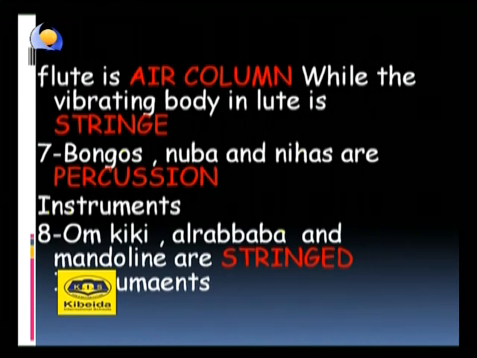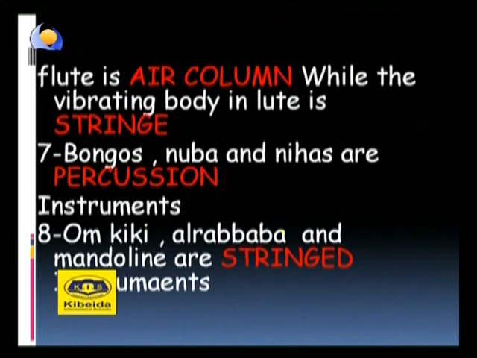Yes, why? Because the flute is one of the woodwind instruments, and woodwind instruments produce sound using an air column. The air column is a part of the woodwind instrument. When we change the length of this column, you will hear the sound. While the vibrating body in the lute is the string. Yes, why? Because the lute is one of the string instruments, and instruments that belong to the string family produce sound using the vibration of the string.